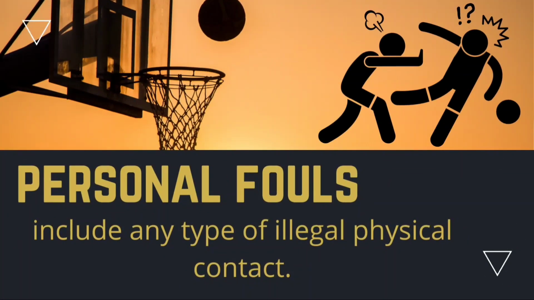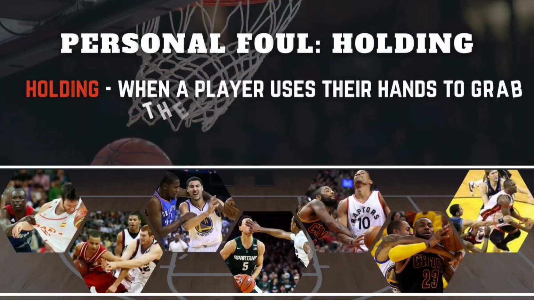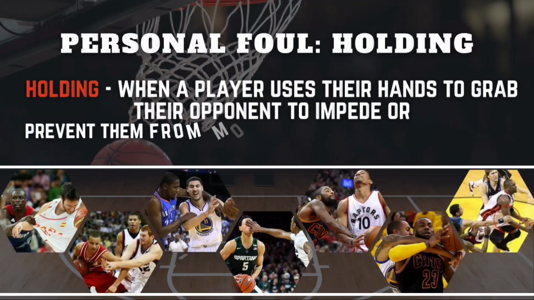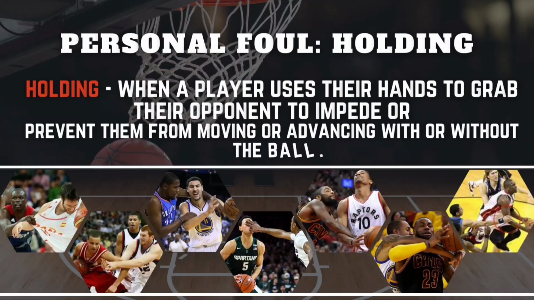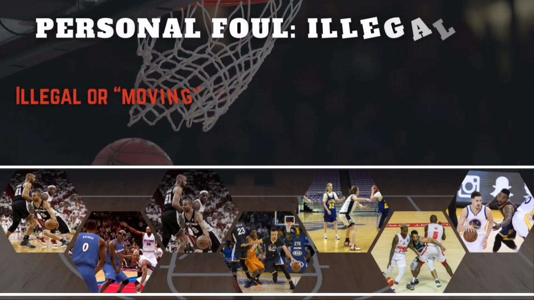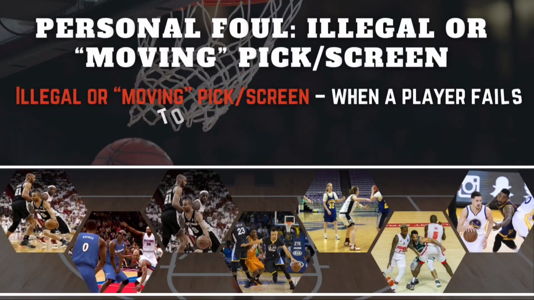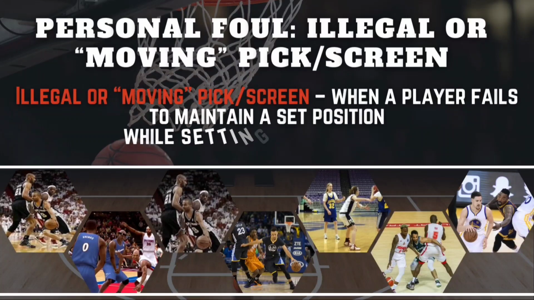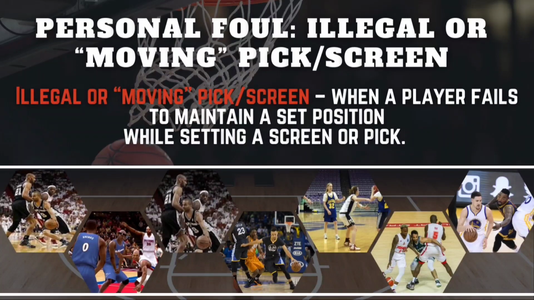Personal fouls. It includes any type of illegal physical contact. First, holding. When a player uses their hands to grab their opponent to impede or prevent them from moving or advancing with or without the ball. Second, illegal or moving pick or screen. When a player fails to maintain a set position while setting a screen or pick.